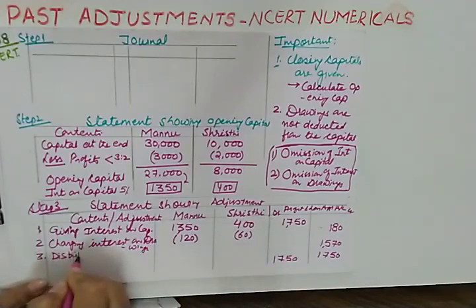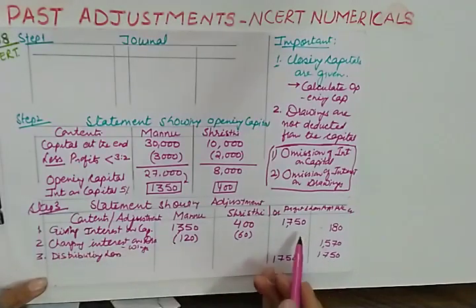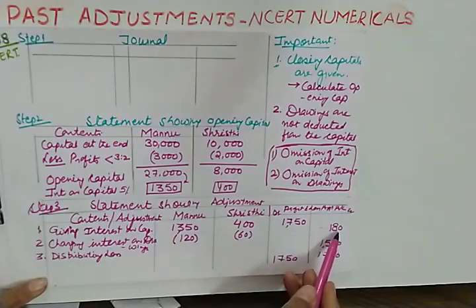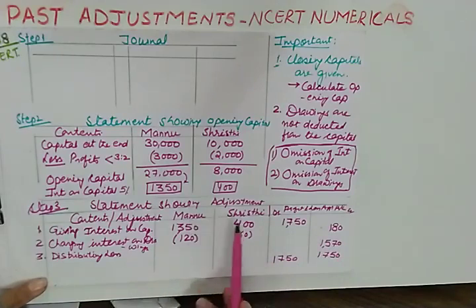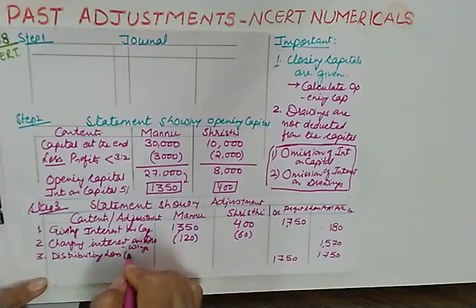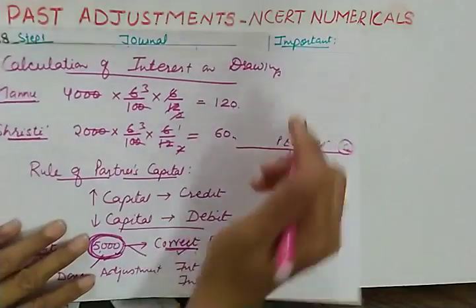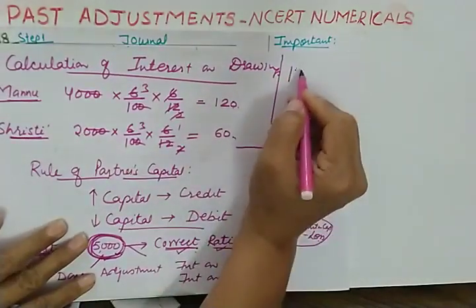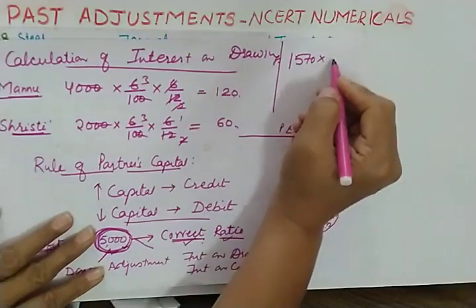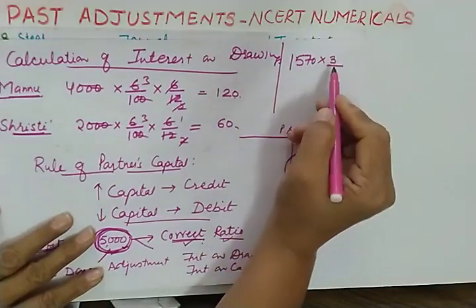Distributing loss. Why are you distributing loss? Because when the firm will give them interest on capital and take interest on drawing from them, then it will involve the firm in losses. And who will bear the loss? If profit goes to these partners, then loss will also be borne by these two partners. So we are dividing this loss in the ratio of 3:2. So let us divide the loss of 1570 in the ratio of 3:2.